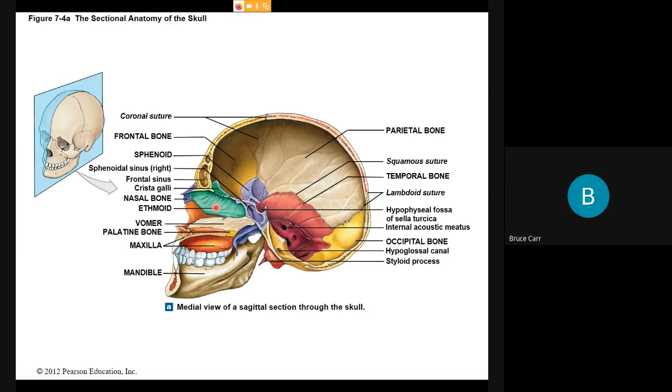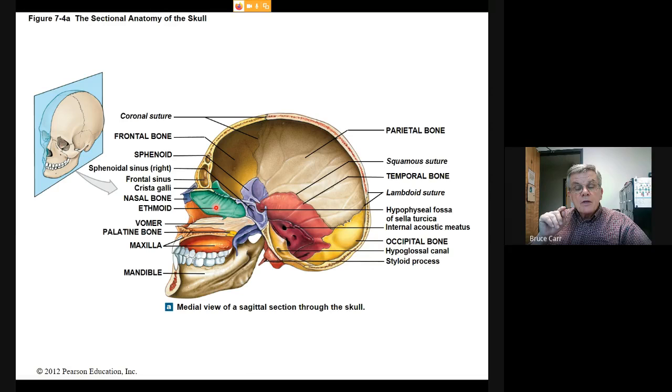This is in the middle of the skull. So basically, forces or contact that is moving left to right is just not experienced.